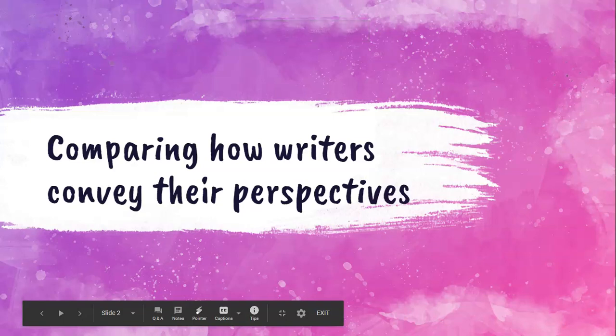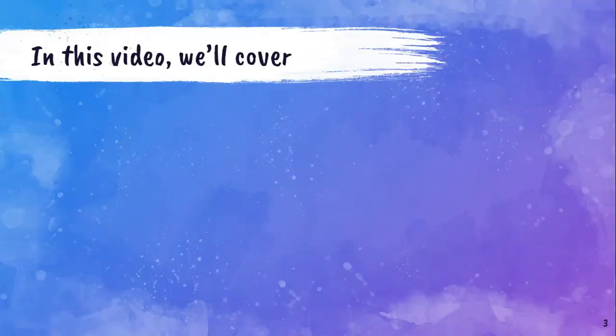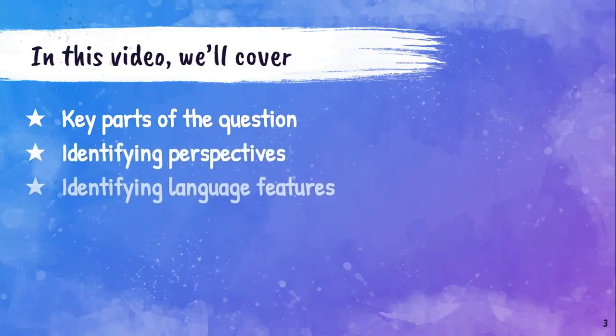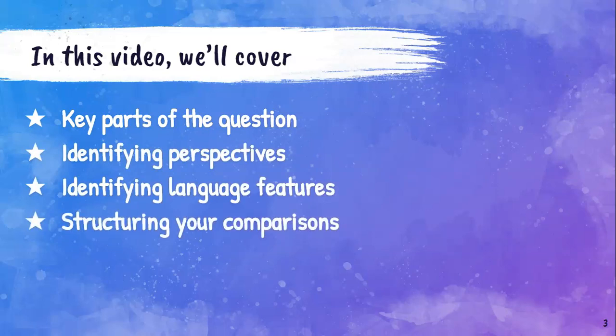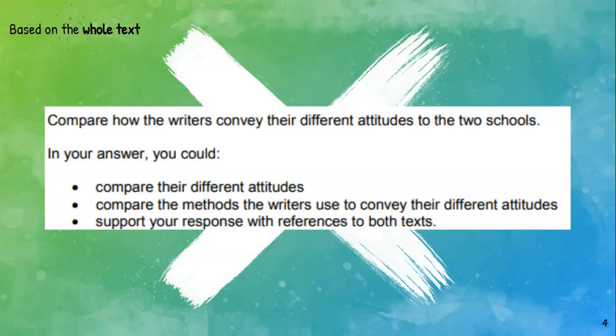Hi, this video is to show you how to answer question 4 on paper 2. So we're looking at comparing how writers convey their perspectives. In this video, what we'll cover is key parts of the question, identifying perspectives, identifying language features, structuring your comparison, so how to structure your answer, and then just a checklist to check that everything's there. To start with, let's have a look at an example question.